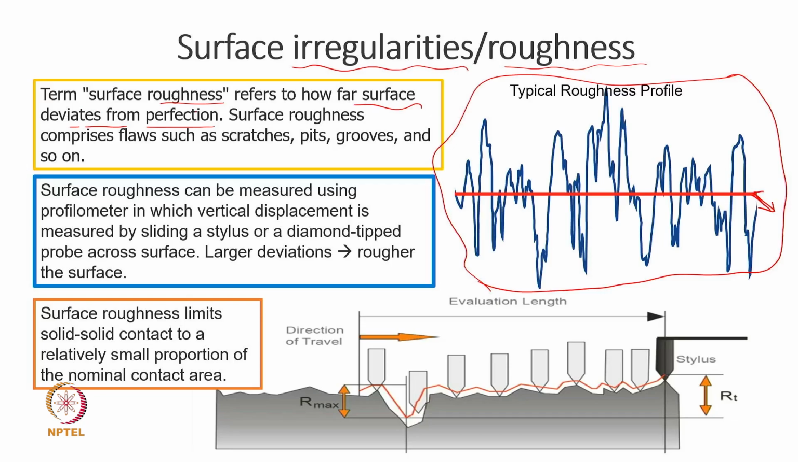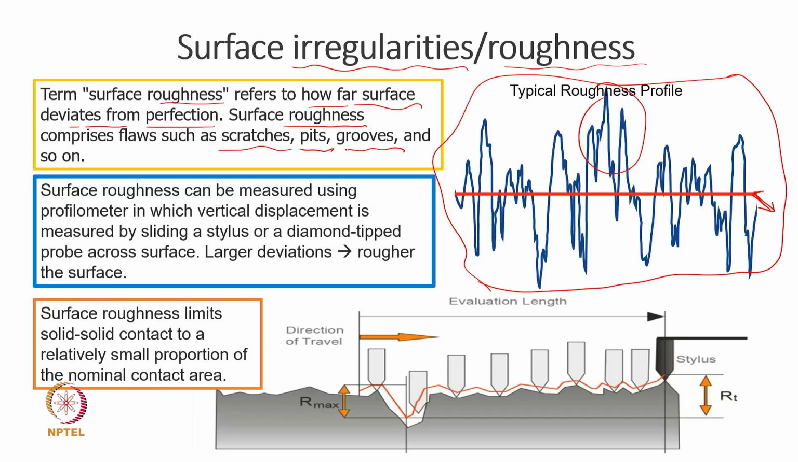So, we say the term surface roughness refers to how far the surface deviates from perfection. Surface roughness naturally will comprise some sort of scratches. So, this roughness can come because of the scratches, because of the tool wear, maybe because the tool is not very sharp, it is blunt, right. So, those kinds of things, or maybe the possibility of pit formation at the nano level or micron level, possibilities of grooves and so on.